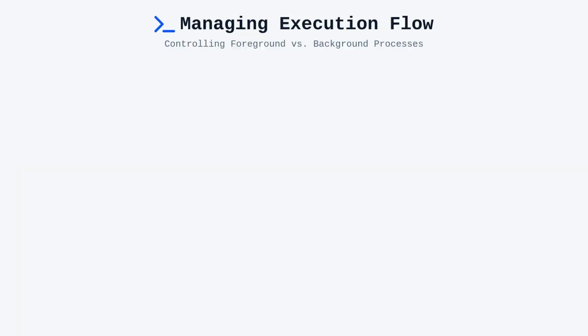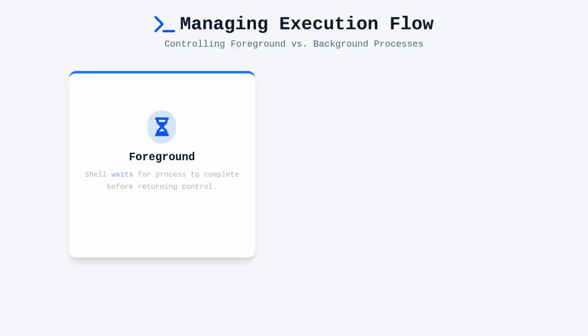Managing the flow of execution extends to controlling whether a job runs in the foreground or the background. When you start a command in the terminal, it occupies the foreground, meaning the shell waits for the process to complete before returning control to the user.